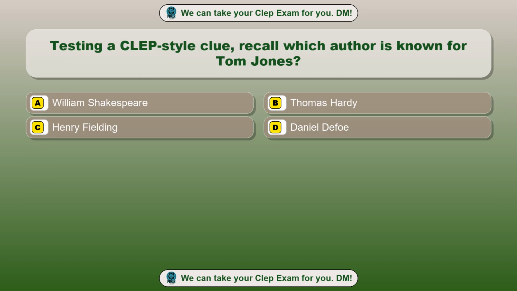Question 3. Testing a CLEP-style clue, recall which author is known for Tom Jones. Option A. William Shakespeare. Option B. Thomas Hardy. Option C. Henry Fielding. Option D. Daniel Defoe. The correct answer is option C.